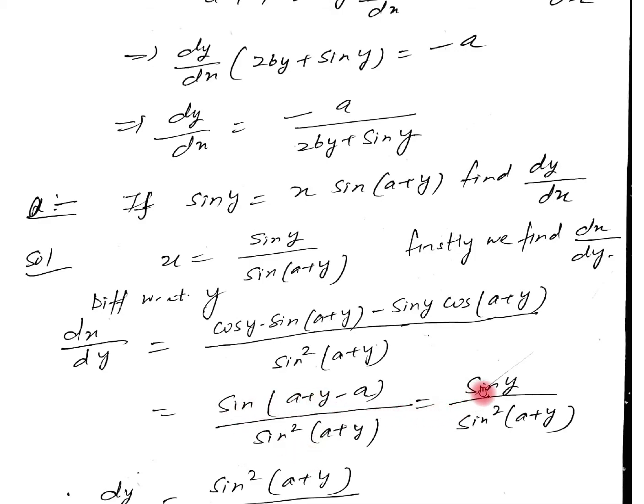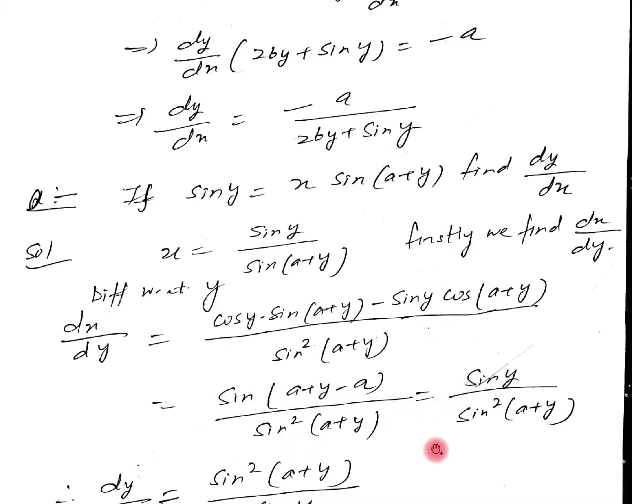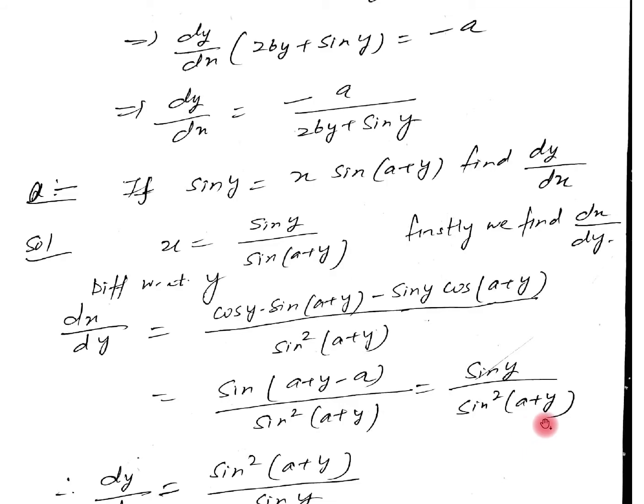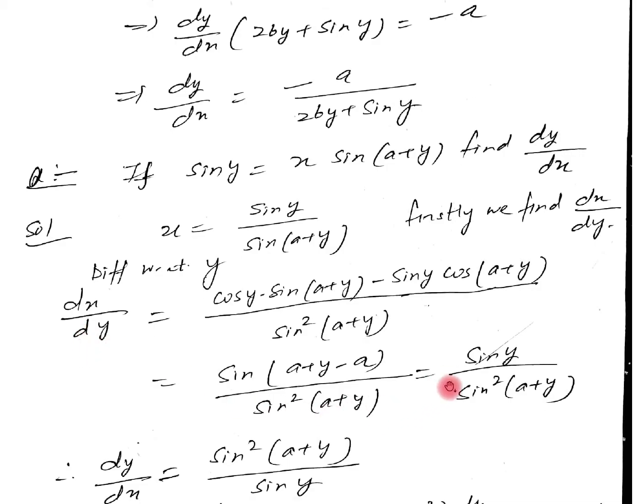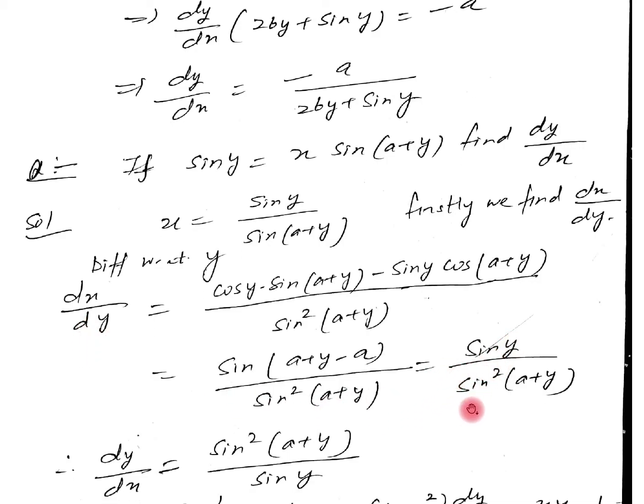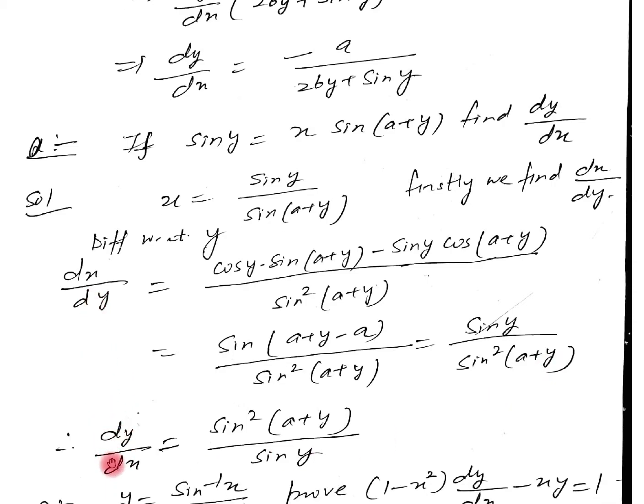Again simplifying, this is equal to sin a upon sin square(a plus y). But this is the value of dx upon dy, and in the question we have to find dy by dx. Therefore, if dx upon dy is sin a upon sin square(a plus y), then dy by dx is equal to sin square(a plus y) upon sin a, taking the reciprocal on both sides.